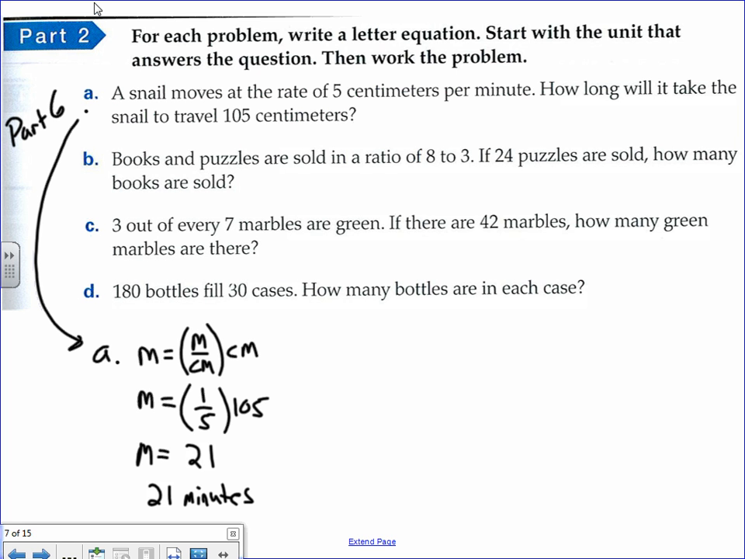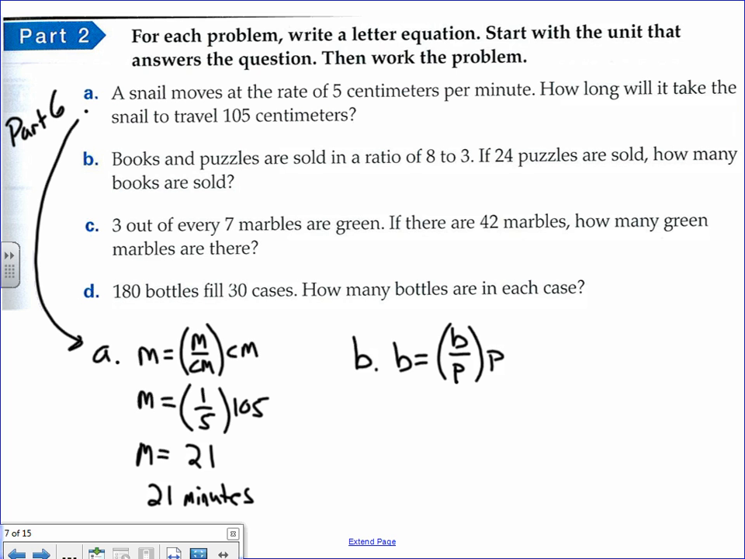Okay, let's also take a look at B. So B says books and puzzles are sold in a ratio of 8 to 3. If 24 puzzles are sold, how many books are sold? Well, my 2 units are books and puzzles, and the question says how many books. So books is what is going to go in my answer. Again, if books is in my answer, books is on top, puzzles is on the bottom, and puzzles is what we'll multiply by. So I don't need to look for my relationship.